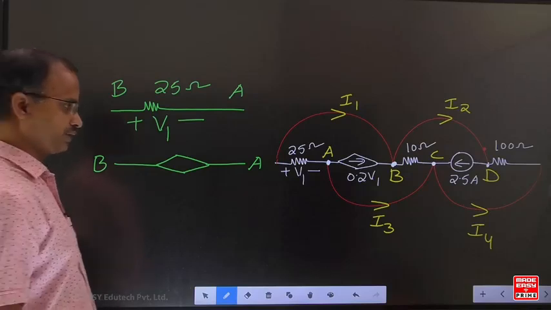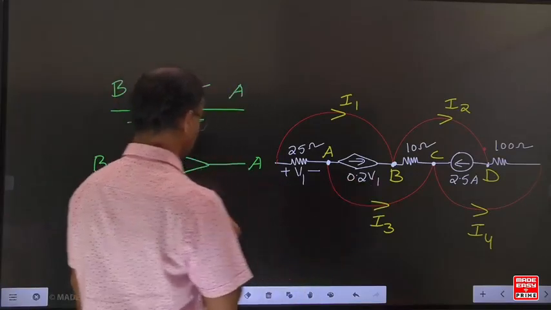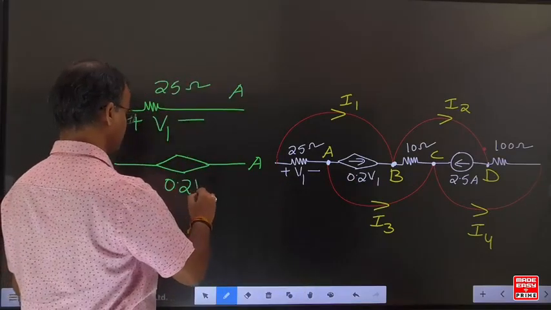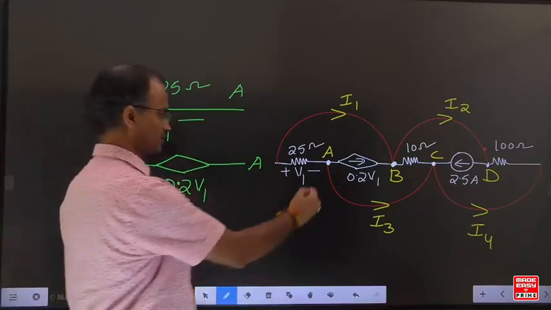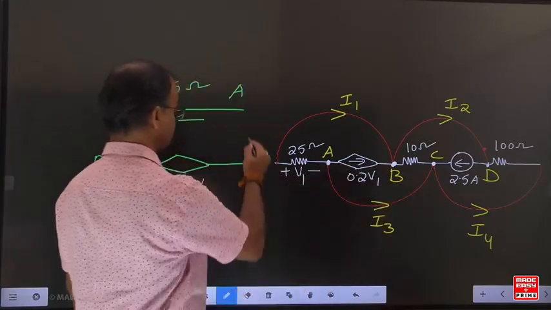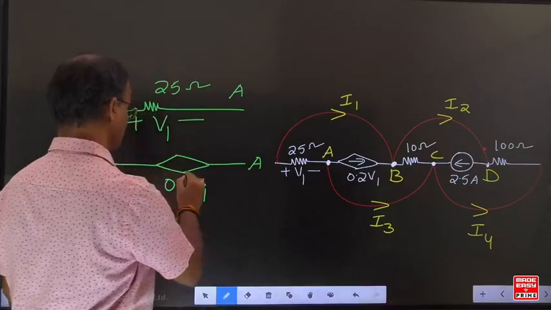Current source also connected A to B. Now how much is the current source? 0.2 V1. How is the current going from A to B?